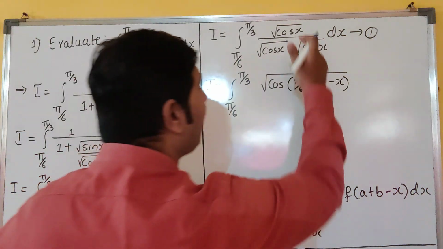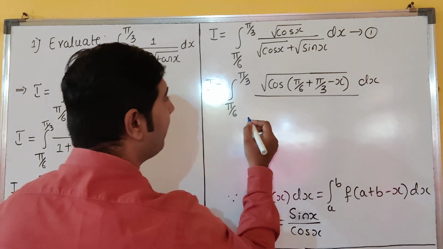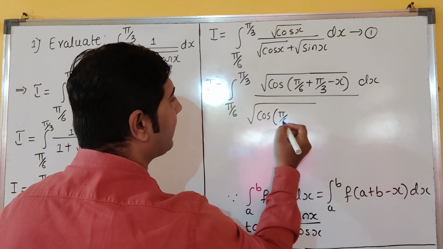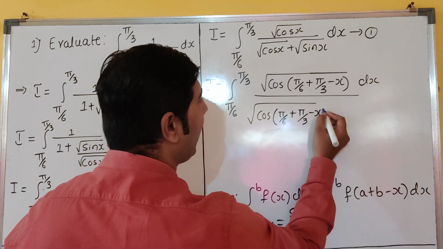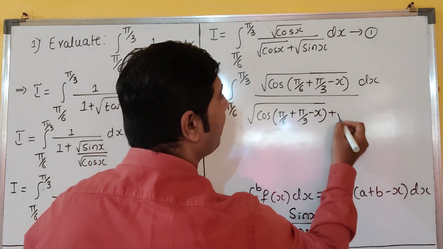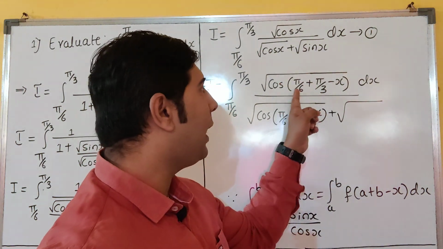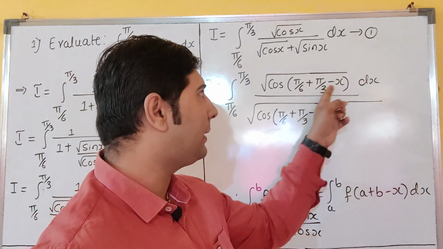Sorry, dear students. Minus x into dx whole divided by square root of cos pi by 6 plus pi by 3 minus x, plus wherever x is there. Wherever x is there, you have to replace by what? Pi by 6 plus pi by 3 minus x.